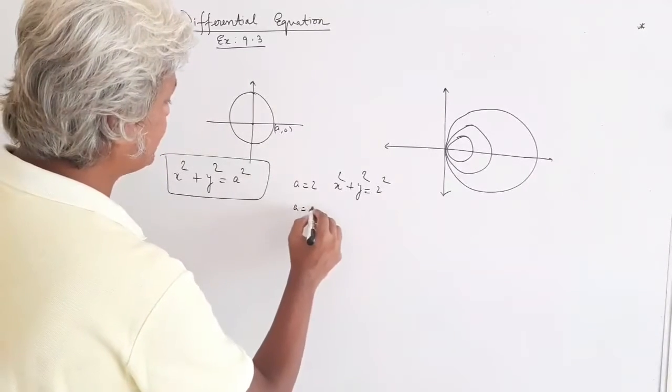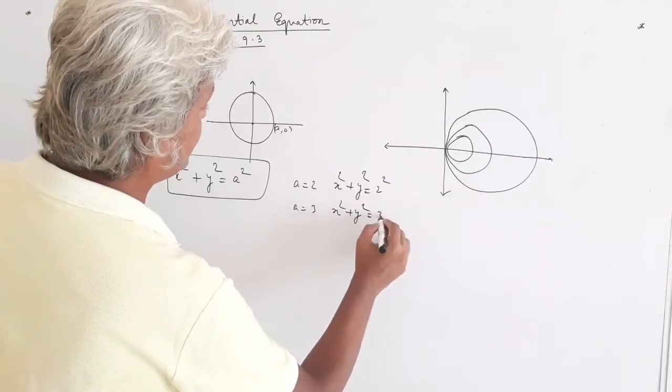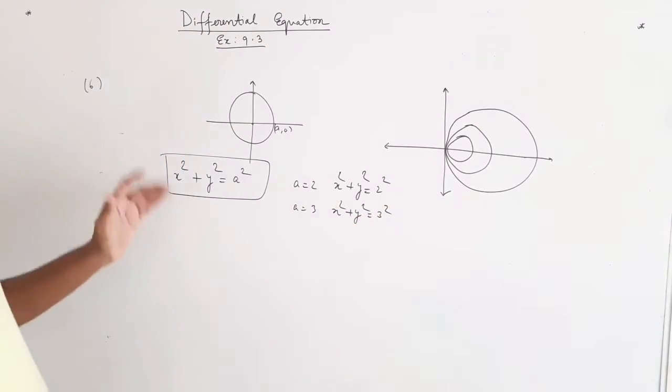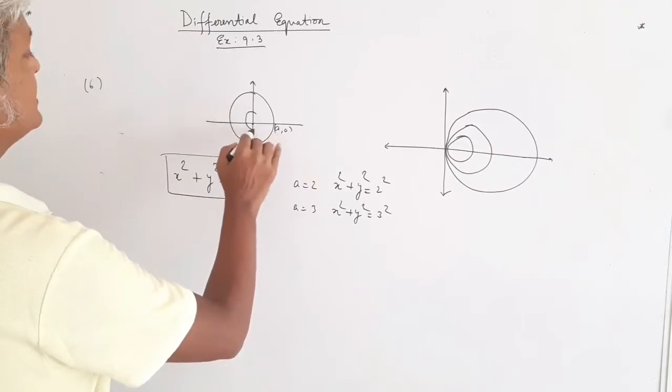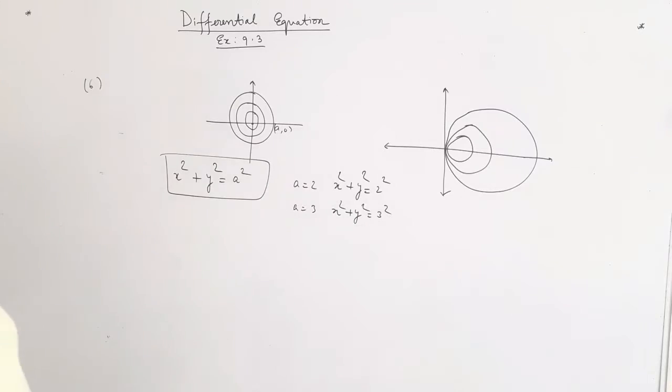If you take a as 3, this is the equation of a circle with the center (0, 0) and radius 3, like that. So you always get a family of circles if you keep on changing the values of a. That's why here also the same idea is applied.